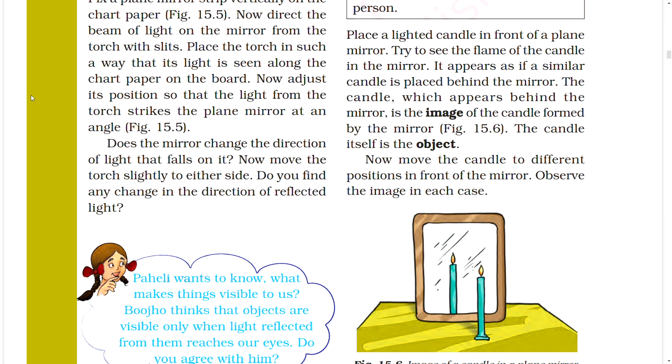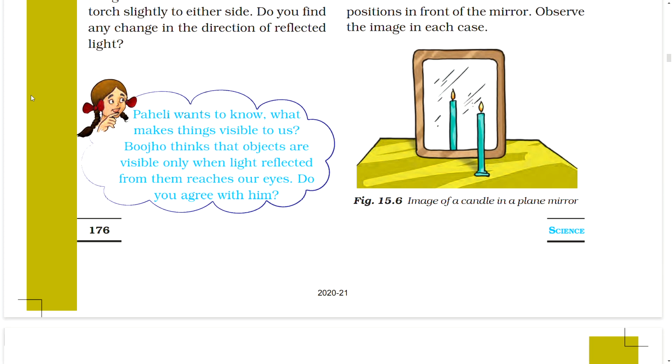The candle which appears behind the mirror is the image of the candle formed by the mirror. Figure. The candle itself is the object. Now move the candle to different positions in front of the mirror. Observe the image in each case. Figure: image of a candle in a plane mirror.